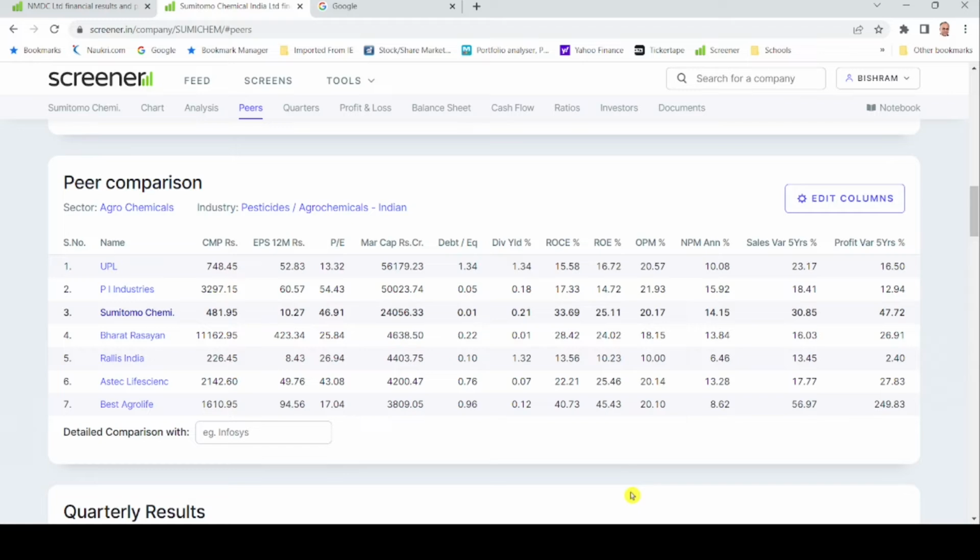You can have some scoring method at your end. Let's say if you are doing top 3, give the company coming number 1 three marks, number 2 two marks, and number 3 one mark on each parameter, and that way you can create some sort of comparison. Having done that, let's say we select Sumitomo Chemical.